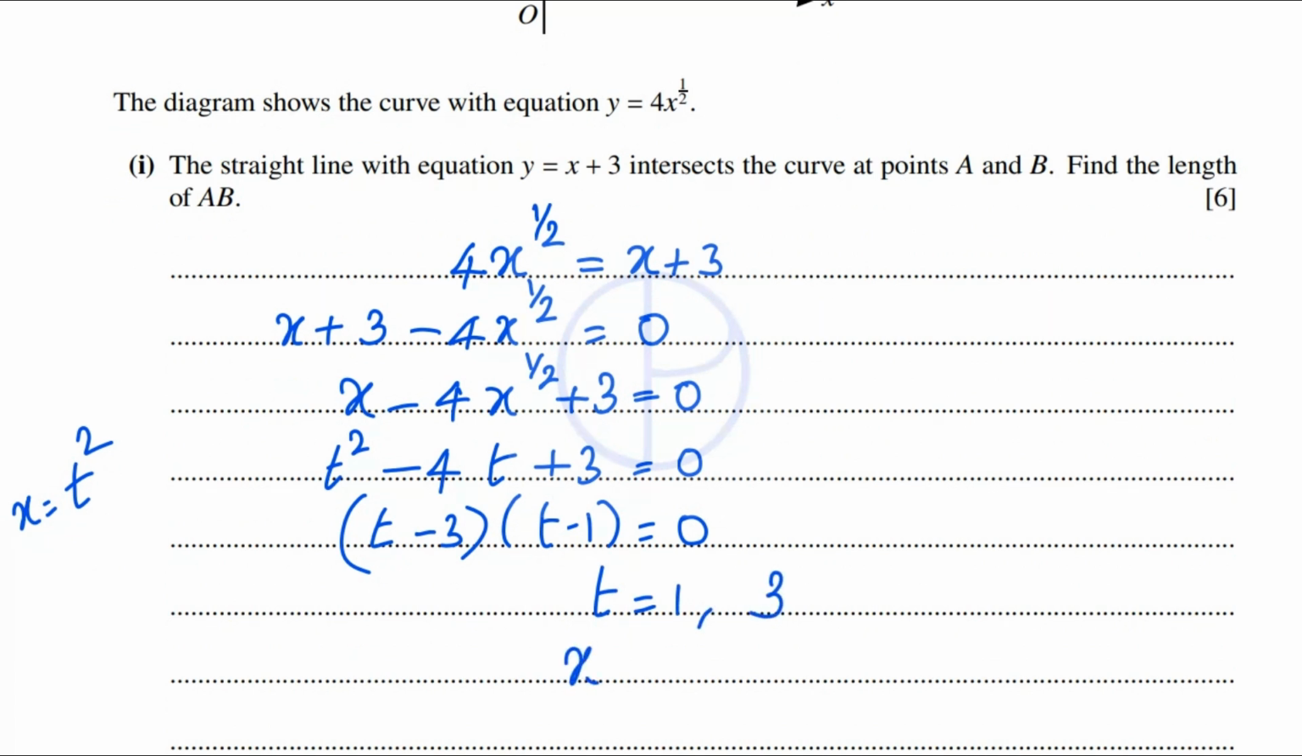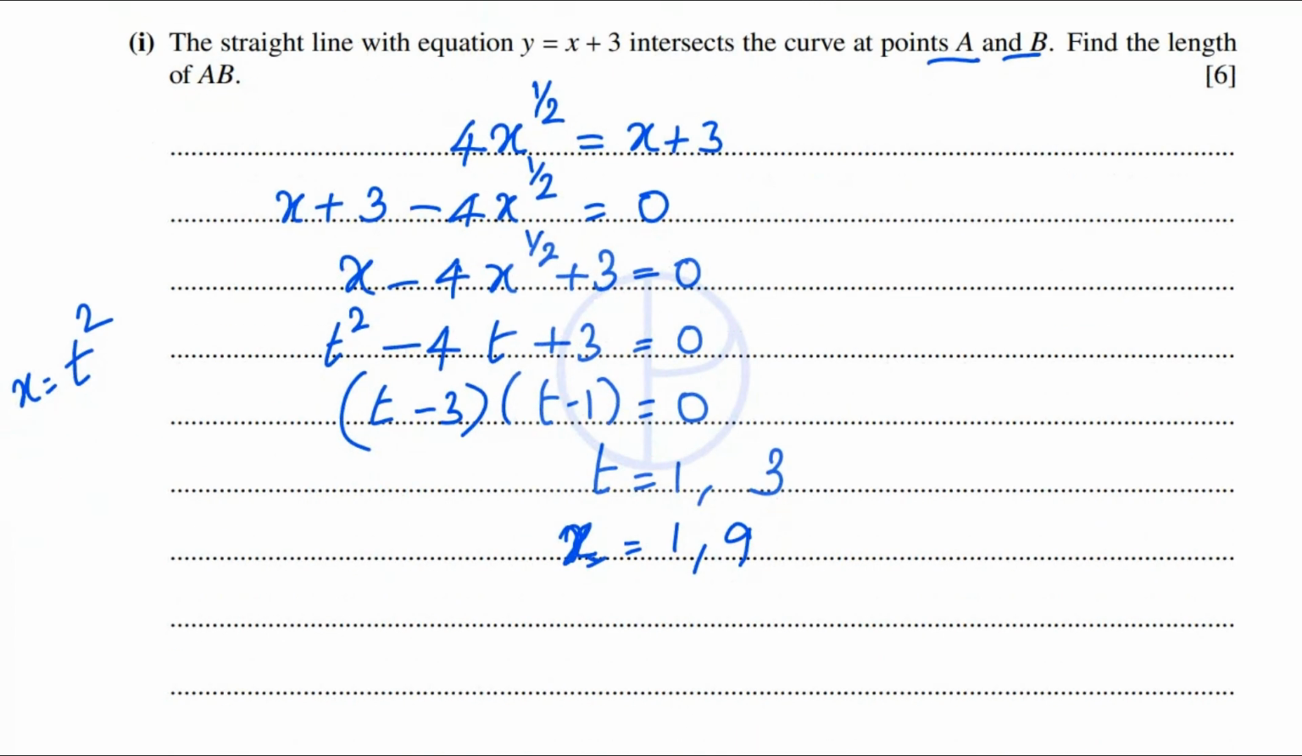So what is x value? X is t square. So this is 1 and this is 9. So x value is 1 and 9. So we need to find the coordinates of points A and B. Now we know the x values 1 and 9. Let's find the corresponding y value.